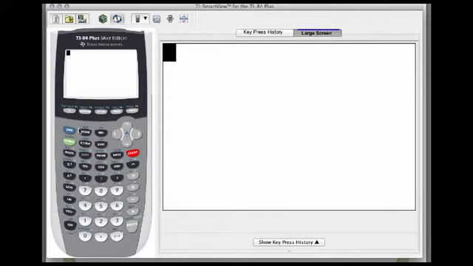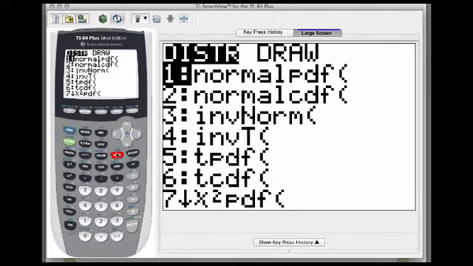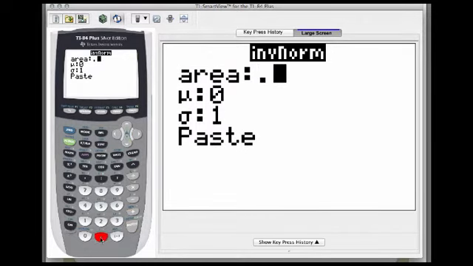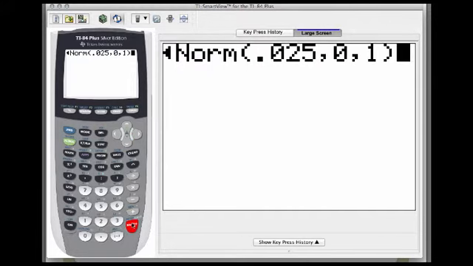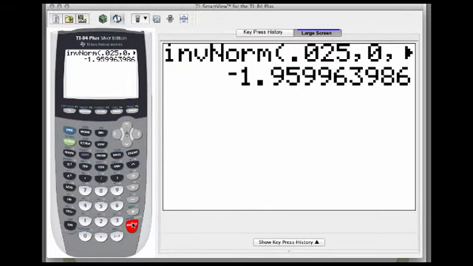Inverse norm is under second vars, third one down. The area is 0.025, and we are talking z-scores, so we keep mu as 0 and sigma as 1. So it's about negative 1.96.